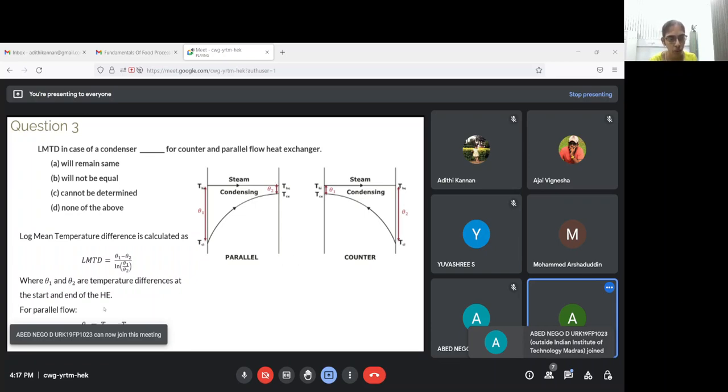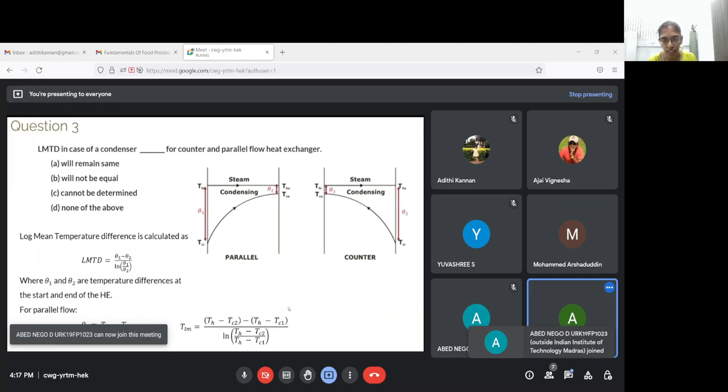So for a parallel flow, your theta 1 is TH minus TC1, okay, and theta 2 is TH minus TC2. So if you substitute these theta 1 and theta 2 in the LMTD equation, you get, let's say LMTD can be termed as TLM here. So TLM is equal to (TH minus TC2) minus (TH minus TC1) divided by natural log of (TH minus TC2) by (TH minus TC1). So I'm just substituting theta 1 and theta 2 in this equation.